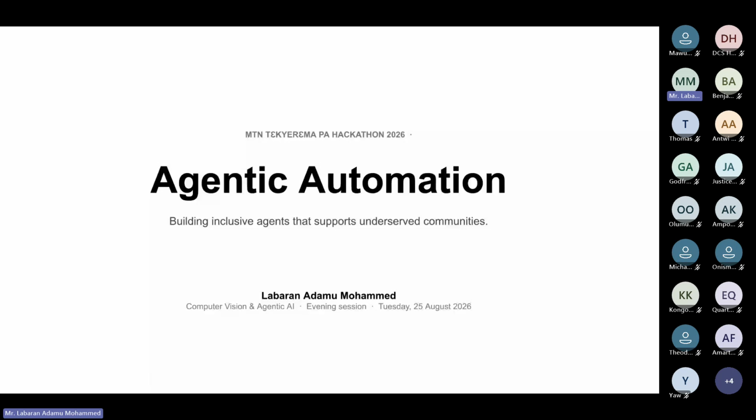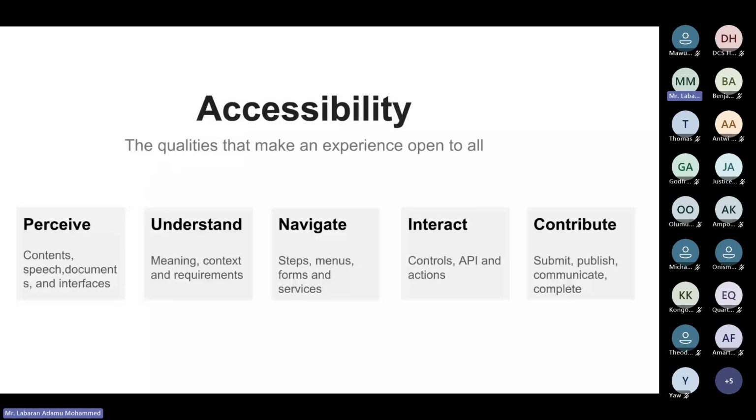So with underserved communities, when we talk about underserved communities, everything we talk about is accessibility. Professor Pati talked about accessibility earlier, but I want to give a small brief on how I also think about accessibility and how it applies to agents.